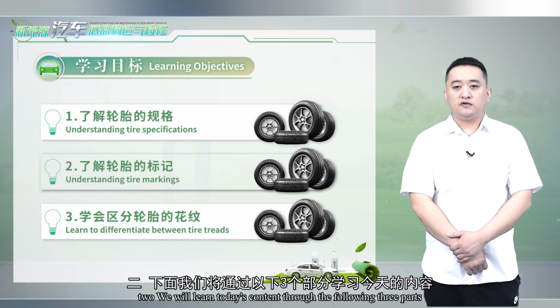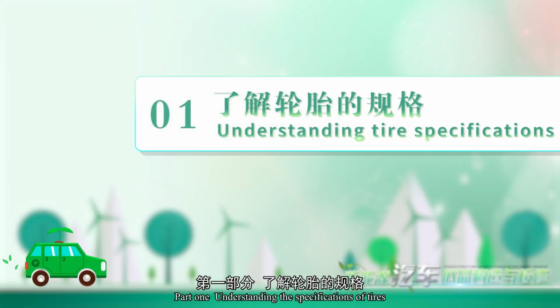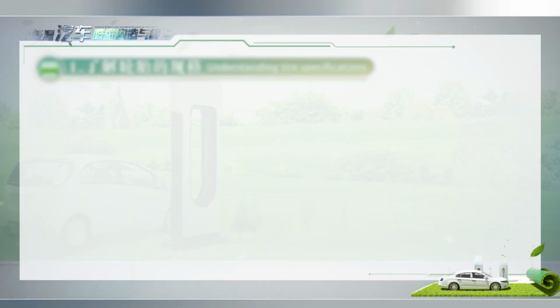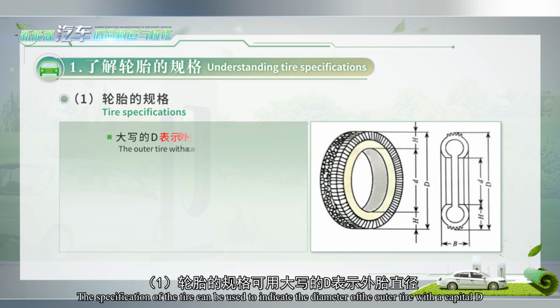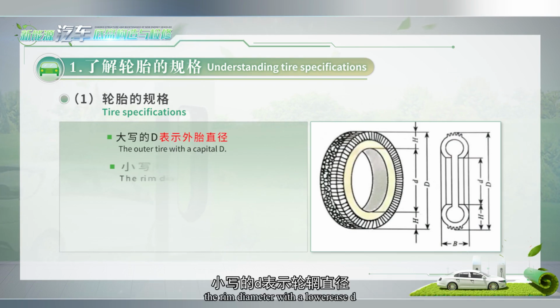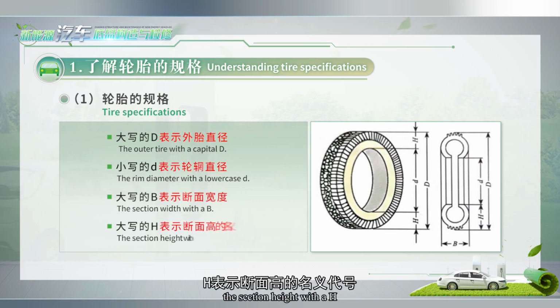We will learn today's content through the following 3 parts. Part 1. Understanding the specification of tires. The specification of the tire can be used to indicate the diameter of the outer tire with a capital D, the rim diameter with a lowercase d, the section width with a B, and the section height with an H.